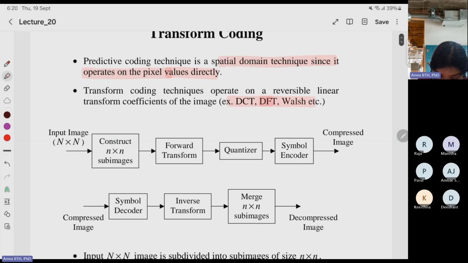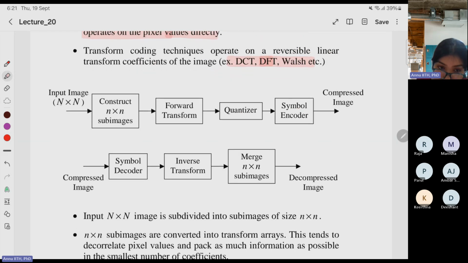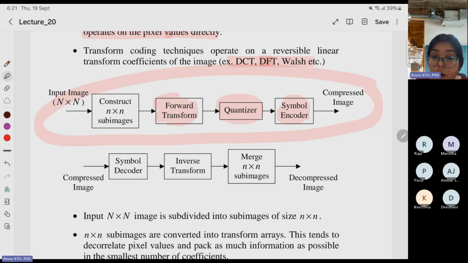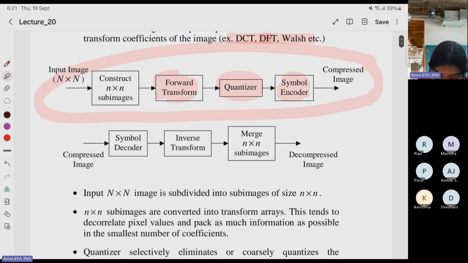DFT, or Walsh. Suppose you have an input image N cross N, which will construct n cross n sub-images. It will go through the forward transform, then the quantizer, and finally a symbol encoder, and you will have the compressed image. We already saw this in the form of a circuit diagram or flow chart, but if we want to see it in blocks, this is all about the blocks.